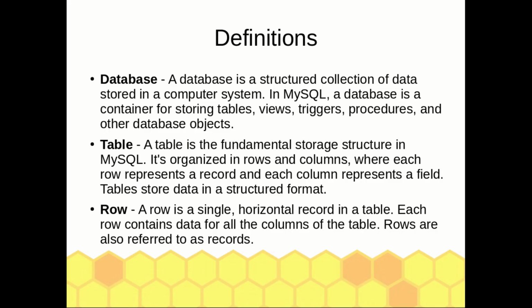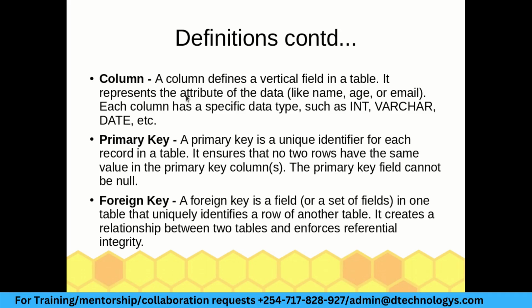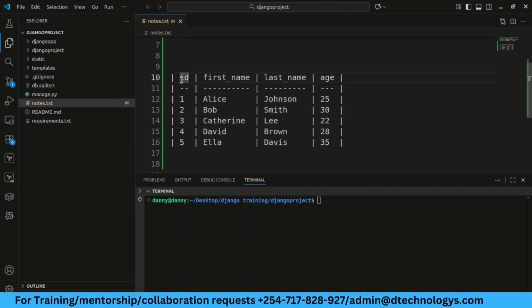So the next thing is a column. And again, we see that a column defines a vertical field in a table. Of course, we have the attributes, like the name, the age, and email. Each column has a specific data type, such as integer, varchar, date, boolean, etc. Looking at this table here, this is a column. This is another one, and another, and this is another column.